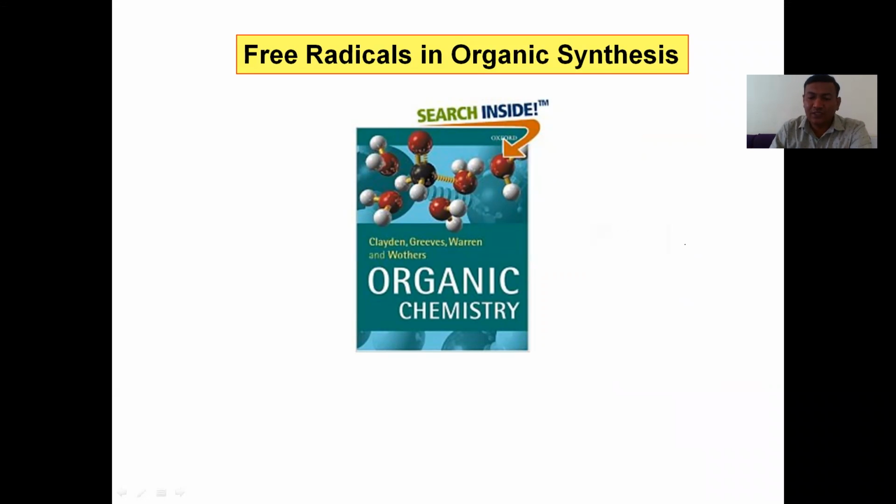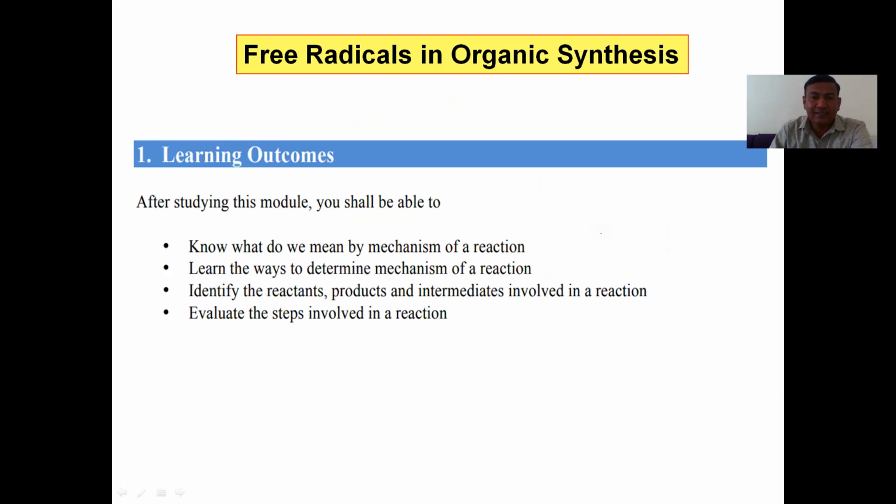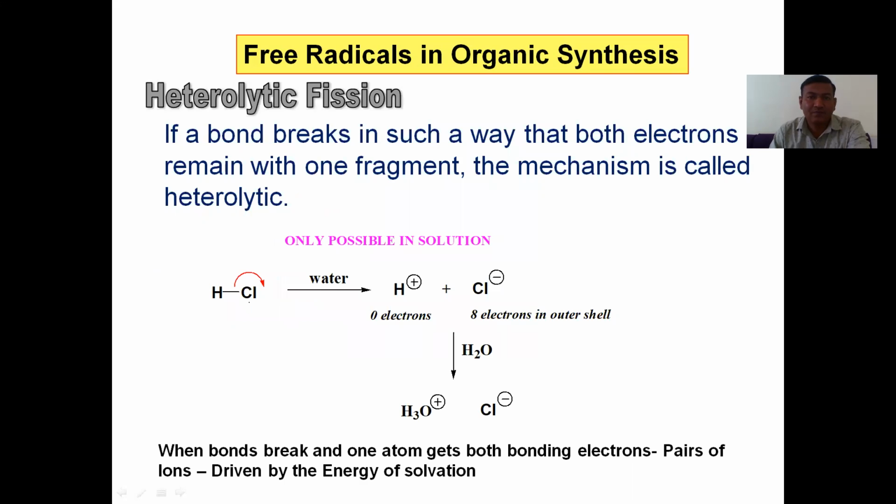So we'll start with the free radicals. In this, what you will learn, importantly, first, is what we mean by the mechanism of reaction. Then we'll learn the ways to determine the mechanism of a reaction. Also, we'll identify the reactants, products, and intermediates involved in the reaction, and how to evaluate the steps involved in the reaction. That was the learning outcome designed by the university, Savitribai Phule Pune University.